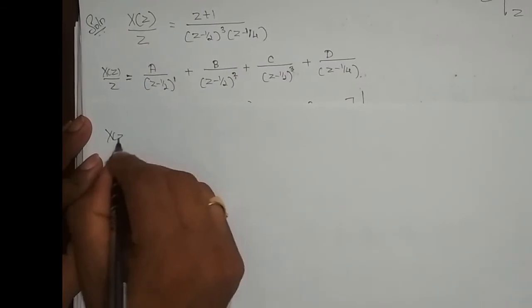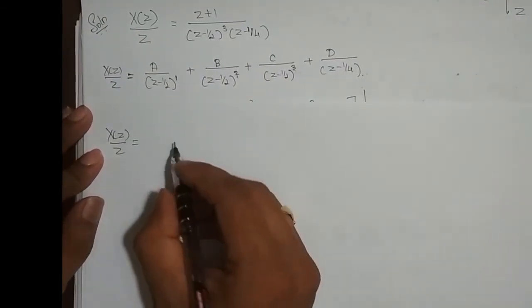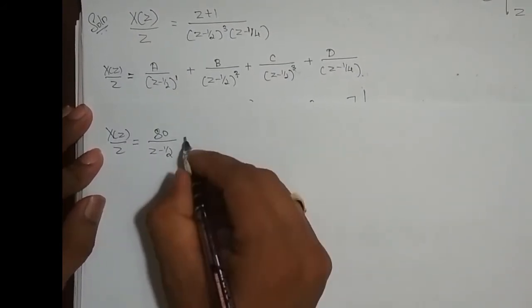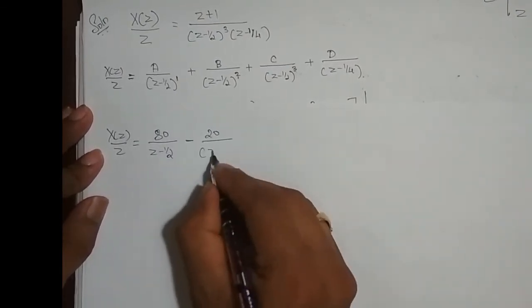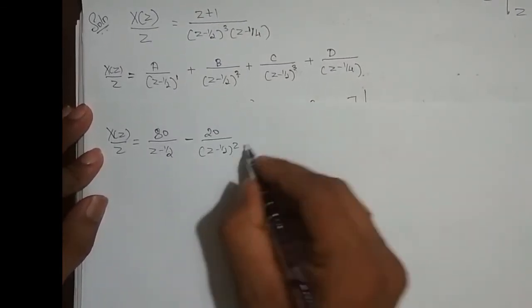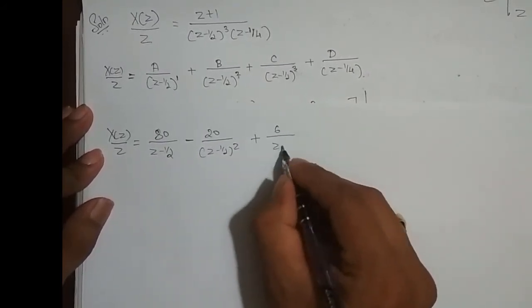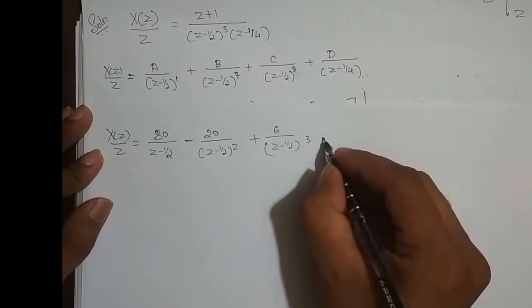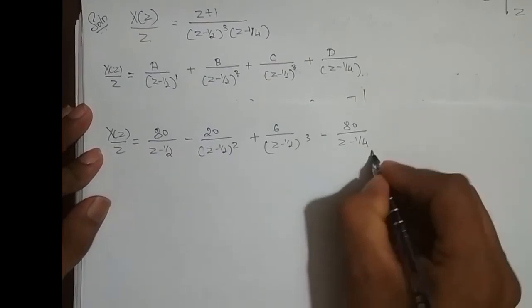So X(z)/z is equal to, what is the value of A? A was 80, right? 80 divided by (z minus 1/2). What is the value of B? Minus 20, right? Minus 20 divided by (z minus 1/2) whole square. What is the value of C? C was 6, right? So plus 6 divided by (z minus 1/2) whole cube. What was the value of D? It was minus 80, right? Minus 80 divided by (z minus 1/4).